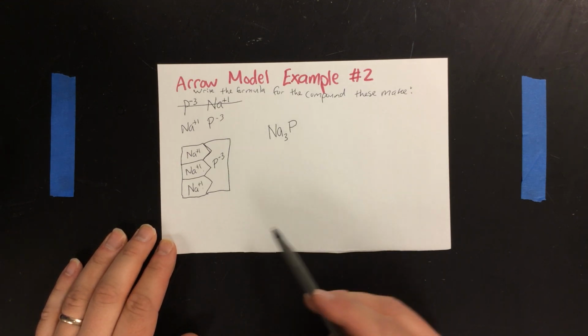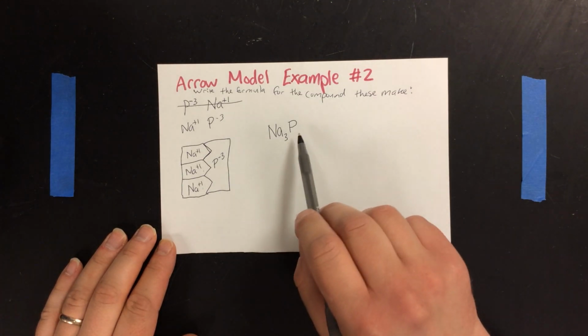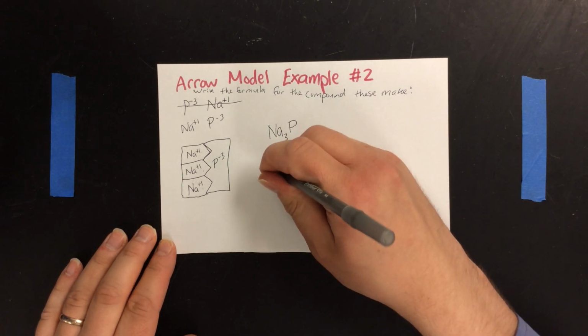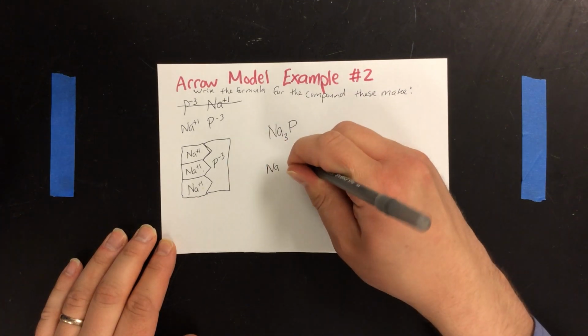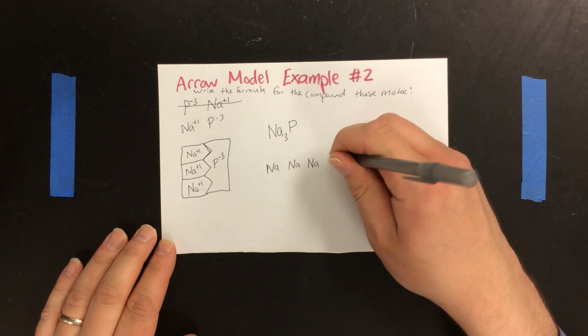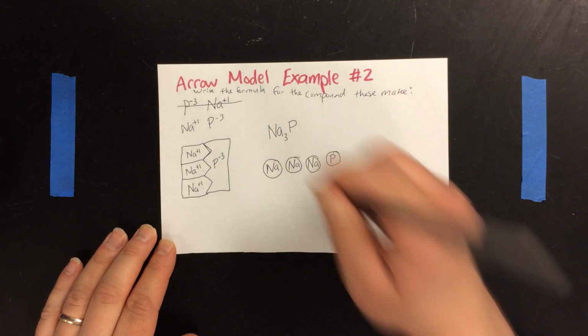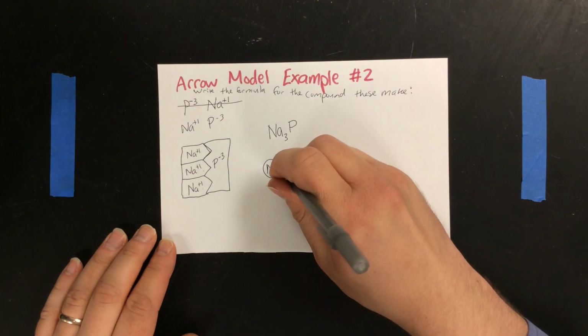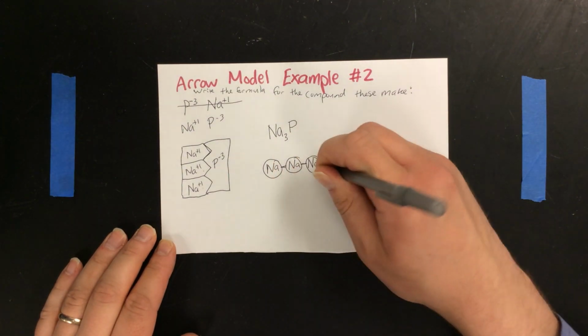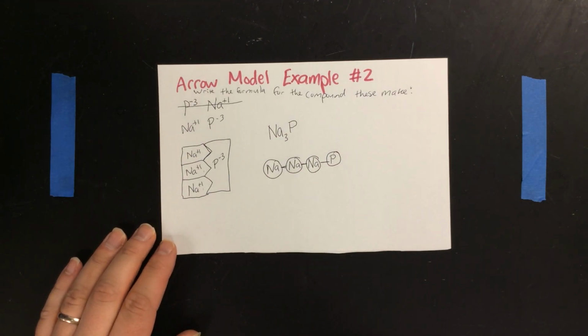If I wish to make a circle model as well, what I would do is draw 3 sodium atoms and 1 phosphorus atom. So here's our first sodium, our second sodium, our third sodium, and our phosphorus. Then I would have to make sure that I connect these, because this molecule of Na3P for that compound would have all these atoms bonded together into one group.